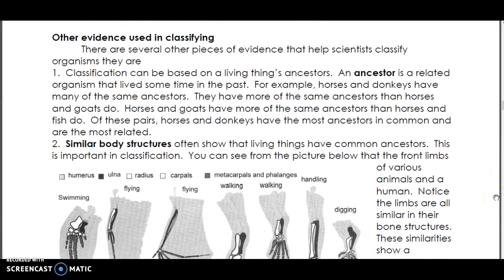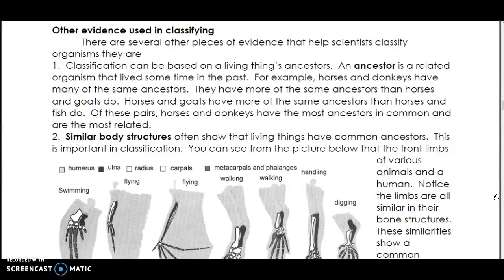Other evidences used in classifying. There are several other pieces of evidence that help scientists classify organisms. Number one, classification can be based on a living thing's ancestors. An ancestor is a related organism that lived sometime in the past. For example, horses and donkeys have many of the same ancestors. They have more of the same ancestors than horses and goats do. Horses and goats have more of the same ancestors than horses and fish do. Of these pairs, horses and donkeys have the most ancestors in common and are the most related.